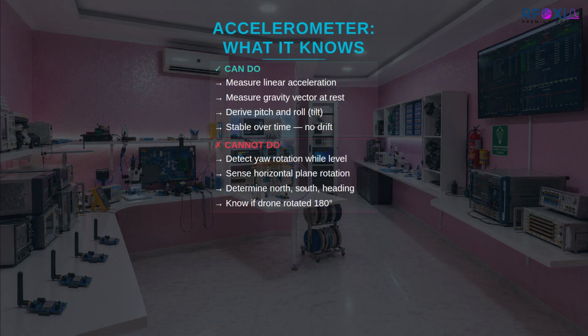The accelerometer is the simplest of the three to reason about. It measures force. At rest, it measures gravity. That gives you tilt, pitch, and roll relative to the Earth's surface. It's stable over time. It doesn't drift, but it tells you nothing about rotation in the horizontal plane. If your drone rotates 180 degrees while level, the accelerometer registers nothing. It has no concept of north, south, or yaw.